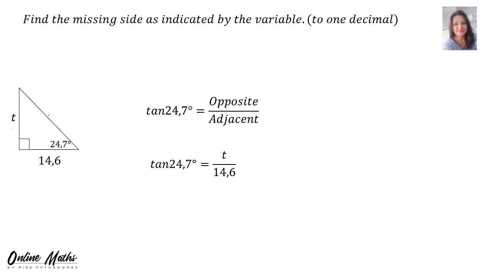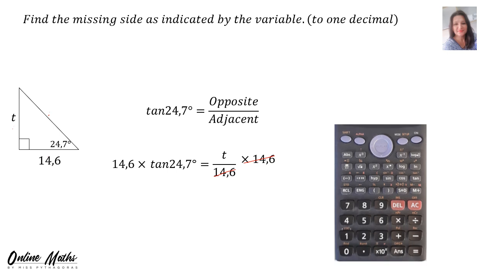Let's solve t. So we get rid of 14,6 and we multiply both sides by 14,6. And on the right hand side, the 14,6 will cancel. Then here are the steps with your calculator. 14,6 times tan, there's your tan button, 24,7 close bracket, and equals, and your answer t is equal to 6,7.